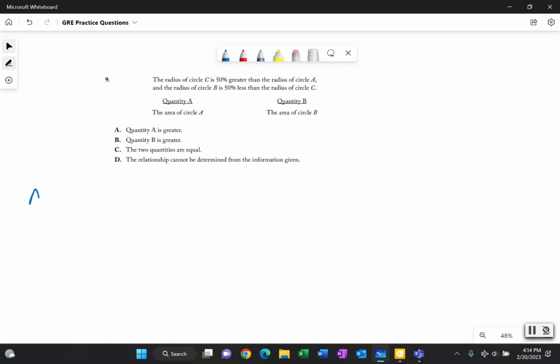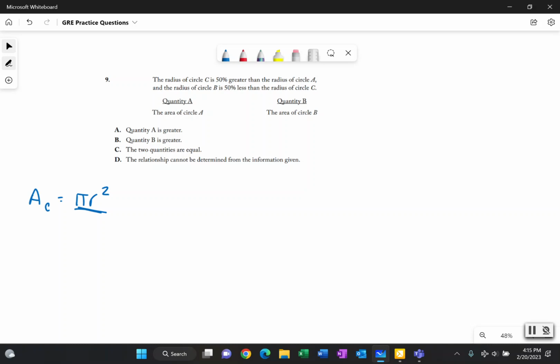Now if we remember, the area of a circle is equal to pi r squared. So the larger the radius, the larger the area, right? So we want to see our relationship between A and B, as we see quantity A and quantity B is the area of circle A and the area of circle B. We want to compare the radiuses of circle A and circle B.